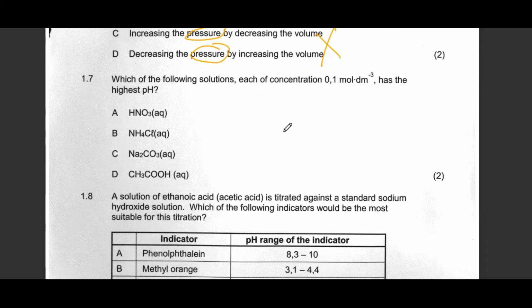1.7, they're saying which one of the following solutions of concentration 0.1 has the highest pH. When you look at the highest pH, the higher it is, the more alkaline it's going to be, and the lower it is, the more acidic it's going to be. So it means that all compounds which are strong acids are wiped out if the weak acids are there.